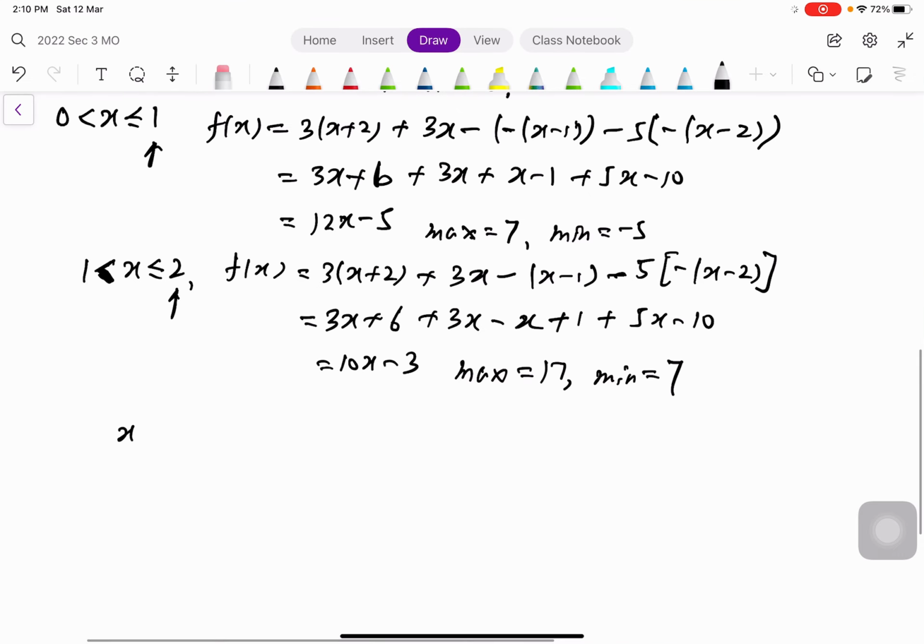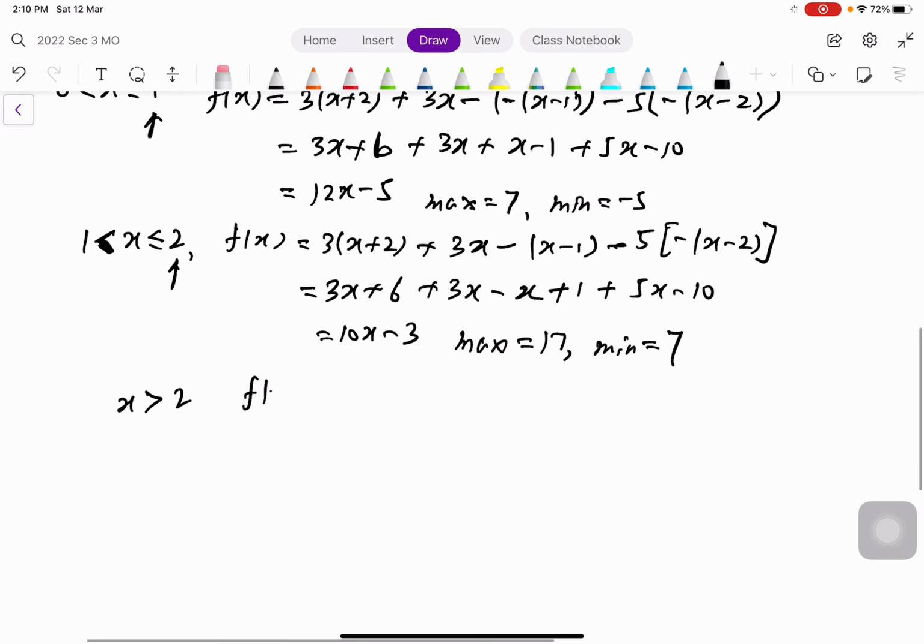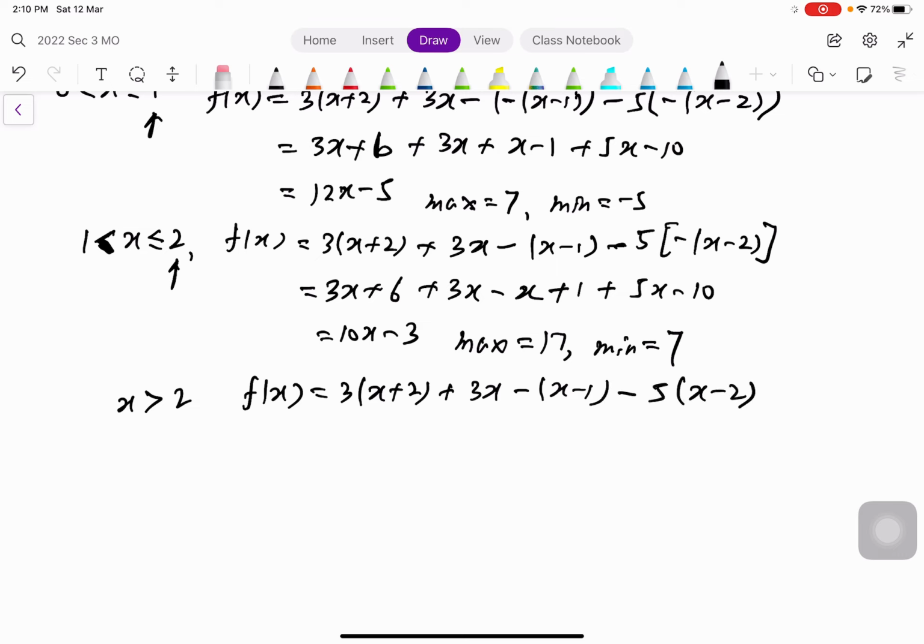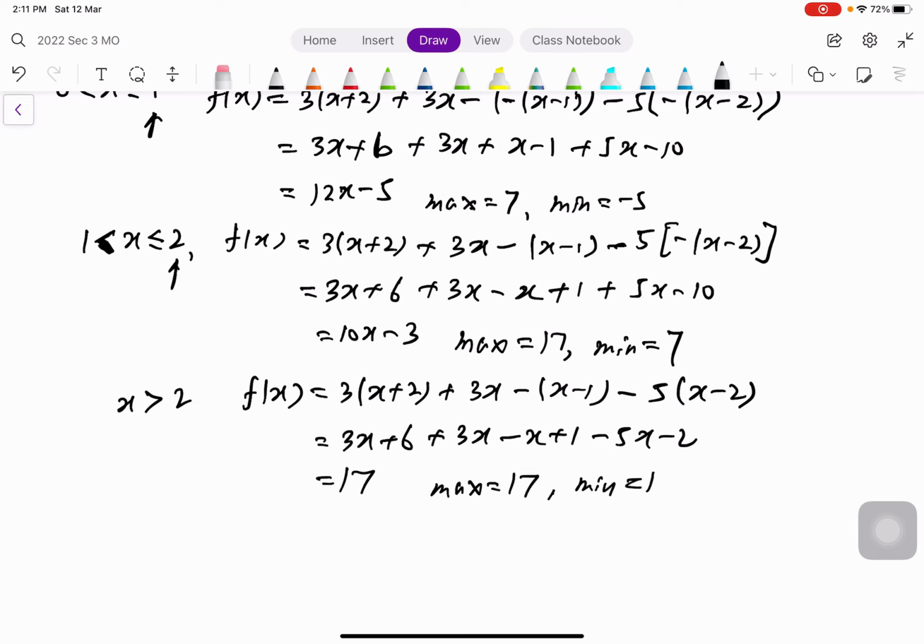Therefore, the last case, when x is greater than 2. To remove your absolute value sign, just simply remove the absolute value sign and you will get everything. Therefore, this is 3 times x plus 2 plus 3x minus x minus 1. Then in this case, you get 3x plus 6 plus 3x minus x plus 1, and then minus 5x minus 2, and the answer is just equal to 17. Therefore, the maximum is 17, and the minimum is also 17.